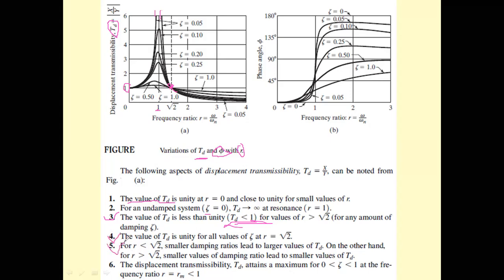The next conclusion is when the value of r is greater than root 2. From this region, the smaller damping ratio leads to a larger value of TD. Smaller damping ratio leads to larger value of TD. So for zeta 0.10, this is a large value.